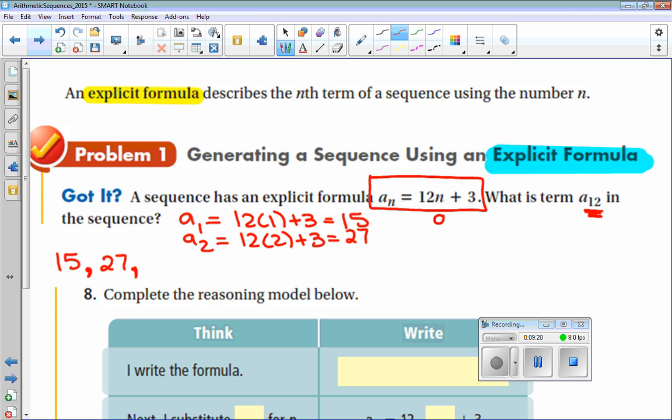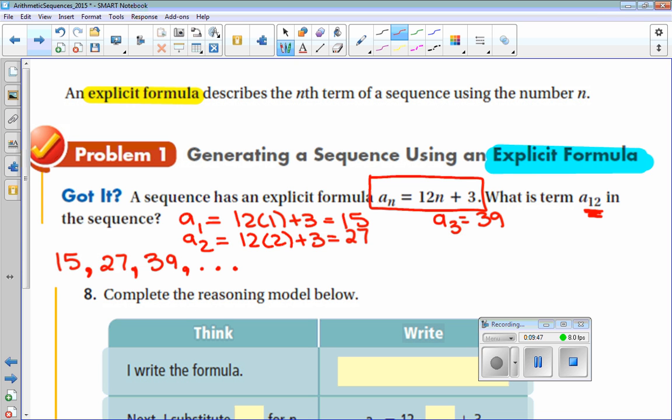Now let's find A sub 3. So if I want to find A sub 3, it's going to be 12 times 3 plus 3. 39. Good. And I'm going to continue on until I get to A sub 12. I can figure out the pattern. What number am I adding every time?